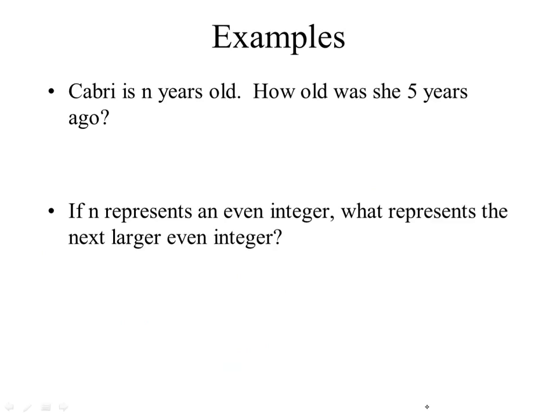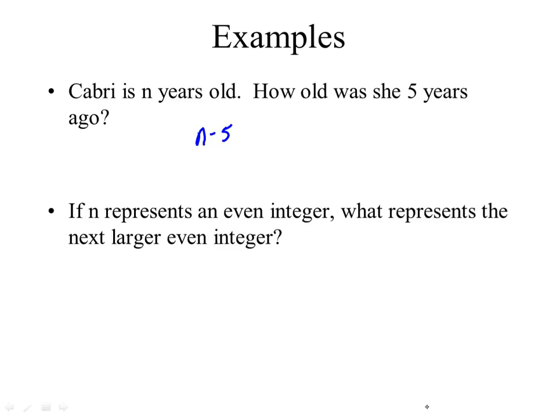Alright. Cabry, which is a beautiful name. It's the name of my youngest child. Cabry is n years old. How old will she be in 5 years? Or no, how old was she 5 years ago? N minus 5. She's 11, so 5 years ago she would be... Okay.